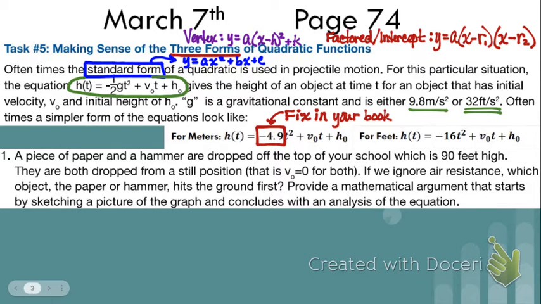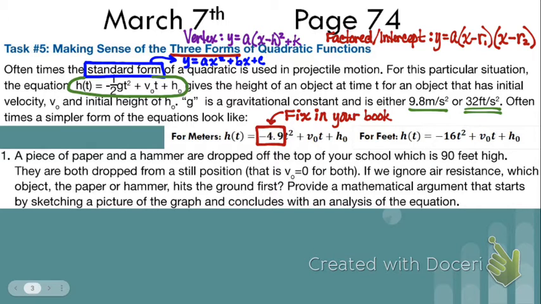Okay, let's start looking at this first question here. A piece of paper and a hammer are dropped off the top of the school, which is 90 feet high. They're both dropped from a still position, so they're just being let go of. They're not being thrown down, they're not being thrown up.